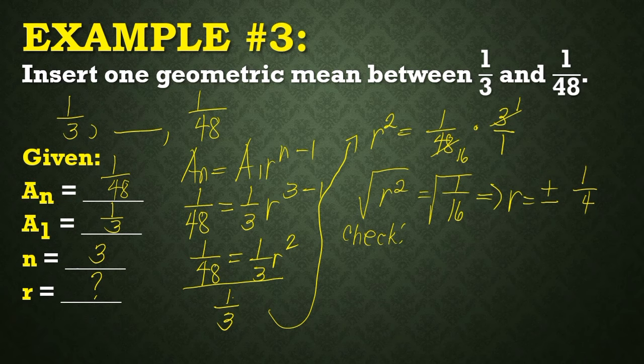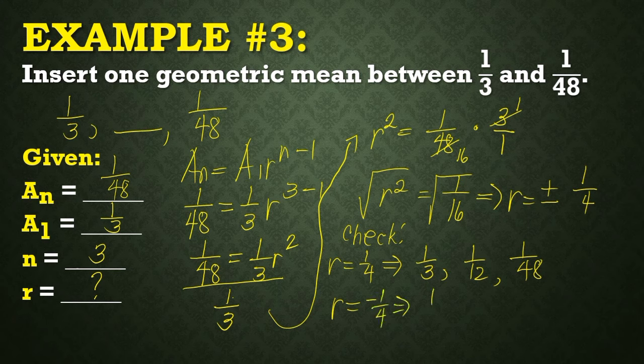So, kung yung r natin is 1/4, mga terms natin ay 1/3 times 1/4, that is 1 over 12. Times 1/4, that is 1 over 48. Next, if r is negative 1/4, nagiging 1/3 times negative 1/4, that is negative 1 over 12, times negative 1/4, that is 1 over 48. So, yung hinahanap nating geometric mean, 1 over 12 or negative 1 over 12.